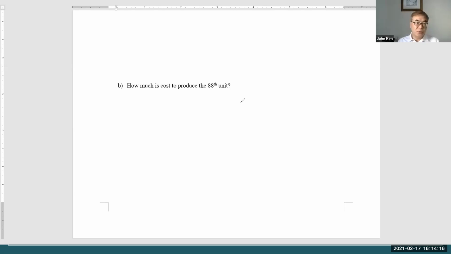How much is the cost to produce the 88th unit? Single unit. So Y 88 at 85% equals K times unit factor, 88, 85%.